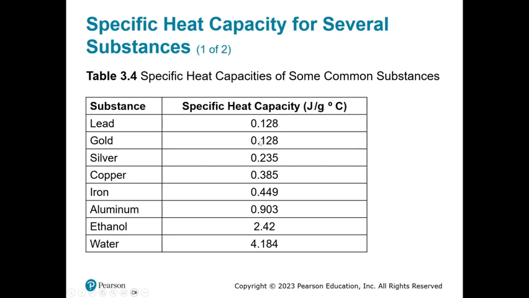So here's just a whole bunch of specific heats. What you notice is that metals tend to have really low specific heats. This means they transfer their temperature very quickly. Water has a very high specific heat. It takes a lot of energy to change the temperature of water. This is true of insulators as a whole.